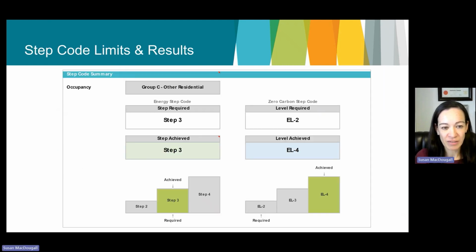This section summarizes the step code portions of the building. So you can see that this occupancy here says Group C, Other Residential. Energy Step Code Level 3 and Zero Carbon Step Code EL2 are required. And Energy Step Code Level 3 and Zero Carbon Step Code EL4 were achieved. And those requirements and achievements are shown again down here, where you can see what was required and what was actually achieved.